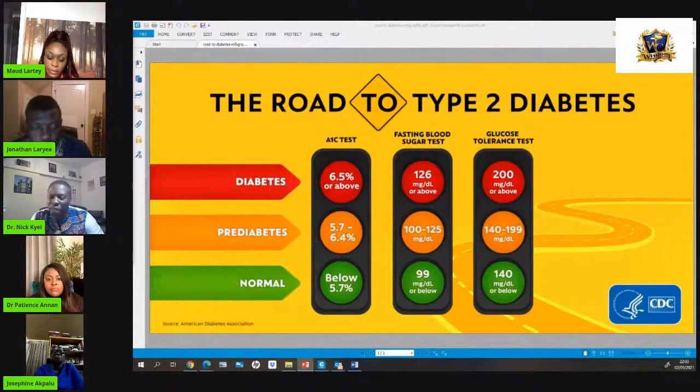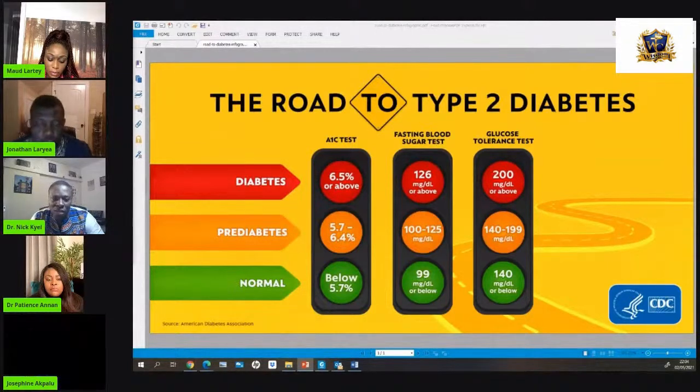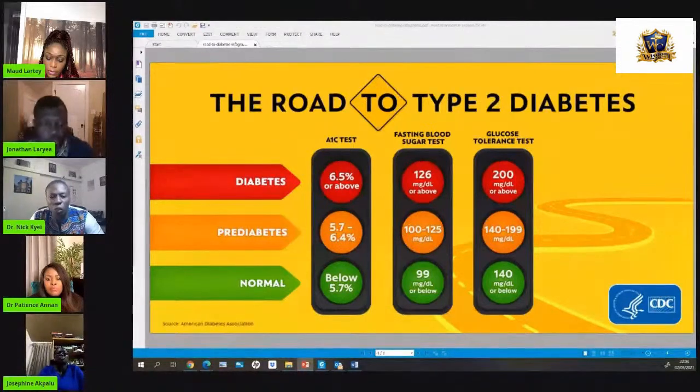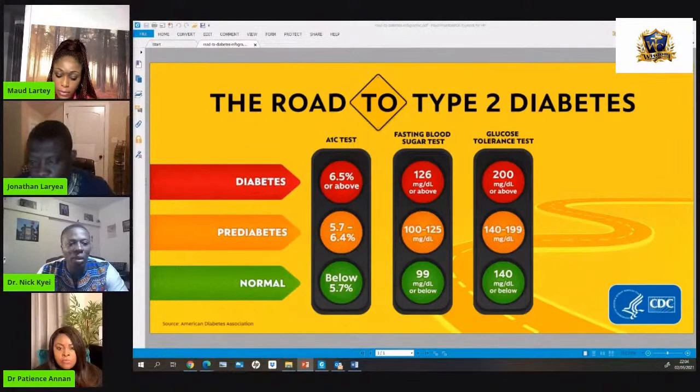If after 2 hours of drinking this glucose drink, your blood glucose level is 140 milligrams per deciliter or around 7.7 millimoles per liter or lower, then you are considered to be normal. If it is between 140 to 199 milligrams per deciliter or 7.8 to 11 millimoles per liter, then it indicates that you have pre-diabetes. If your blood glucose level after 2 hours is 200 milligrams or 11.1 millimoles or higher, then you have diabetes. So these three tests are able to help us to differentiate between diabetes, pre-diabetes, and someone who is normal.